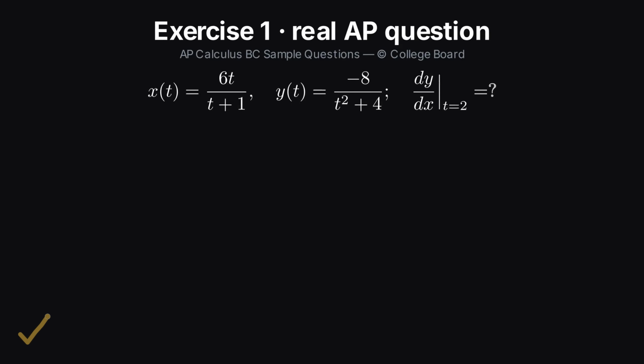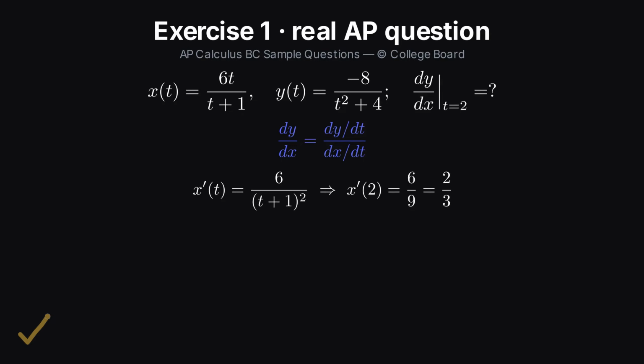Exercise 1, a real AP question. A particle has position x of t equals 6t over t plus 1 and y of t equals negative 8 over t squared plus 4. Find the slope of the tangent to its path at t equals 2. Use dy/dx equals dy/dt over dx/dt.